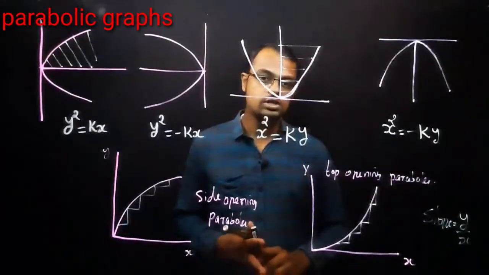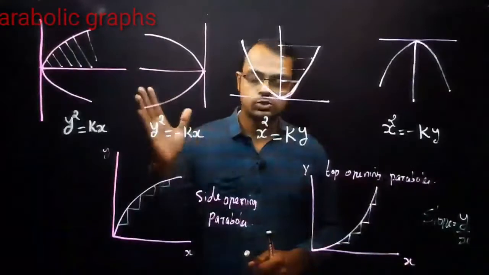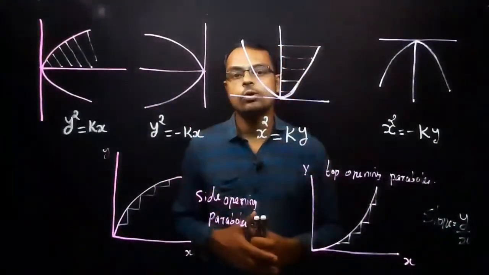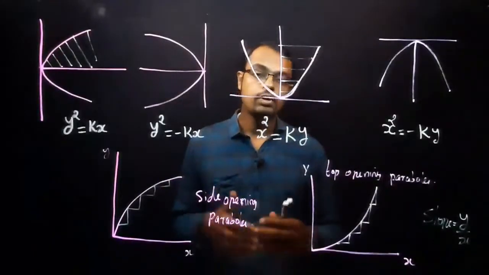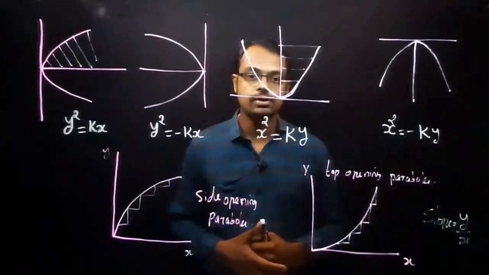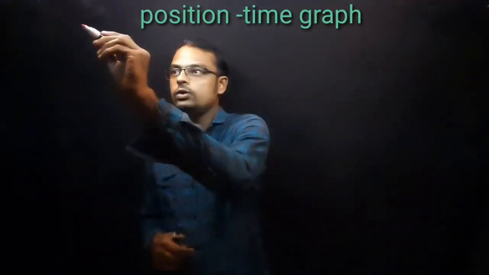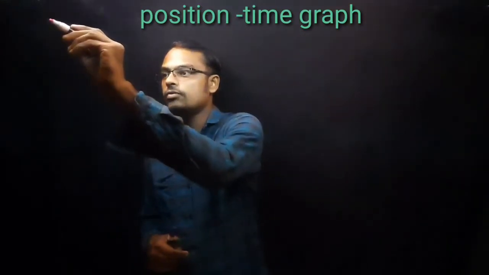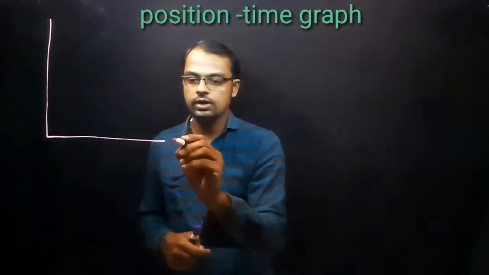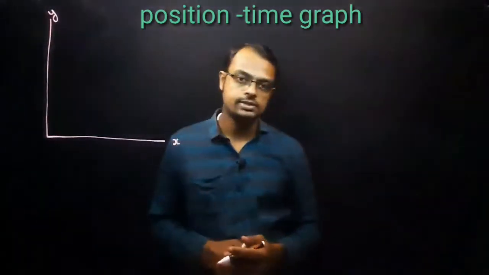So we were discussing generally the different types of graphs, and the required graphs are the straight line graph and mainly this parabolic graph. Now let's discuss the position time graph. Among the position time graphs, there are two different types: one is the distance time graph and the other is the displacement time graph. While drawing a position time graph, there must be two axes, one is the x-axis and the other, of course, is the y-axis.